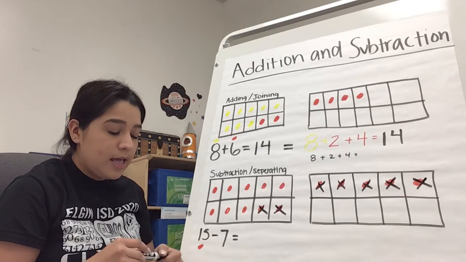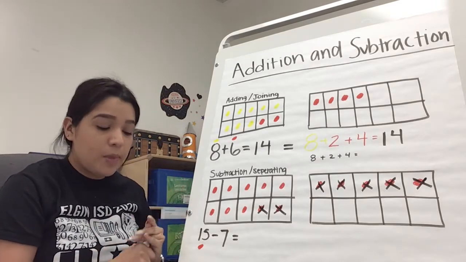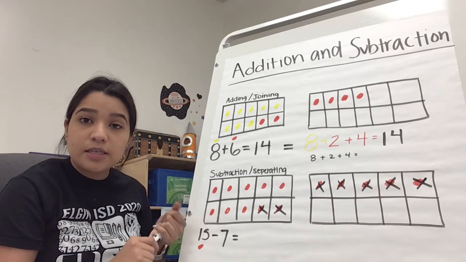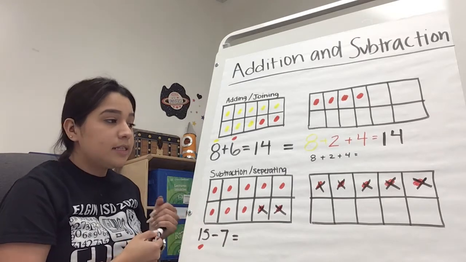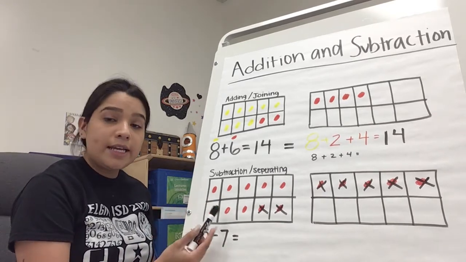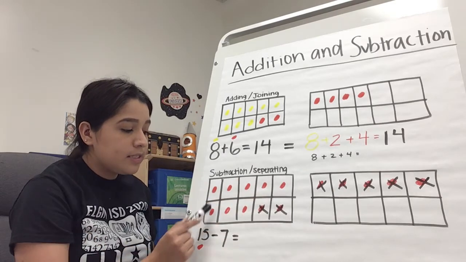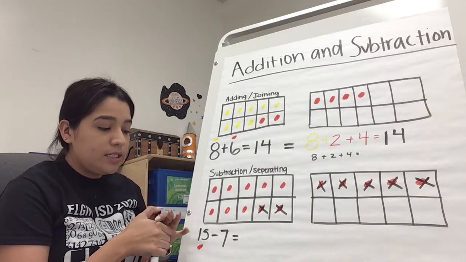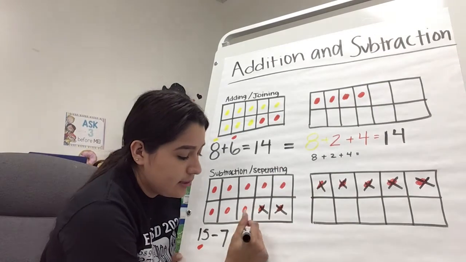Great. Okay. Now that we took away 7 circles, we need to find the difference. So what is the difference? However many red circles we have left, correct? Yeah. So let's go ahead and count them. 1, 2, 3, 4, 5, 6, 7, 8 circles. So our difference is 8.